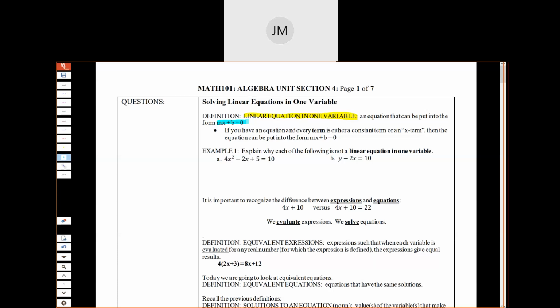Okay, so here we have two examples of things that are not a linear equation in one variable. In the first one, I can see because the x has a squared in it, it's not linear. In the second one, I have two variables. I see a y, I see an x, so this is not linear. Or sorry, this is not one variable. This is two.